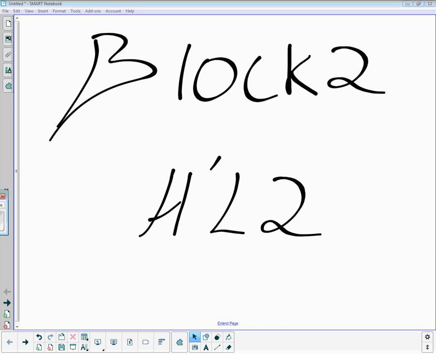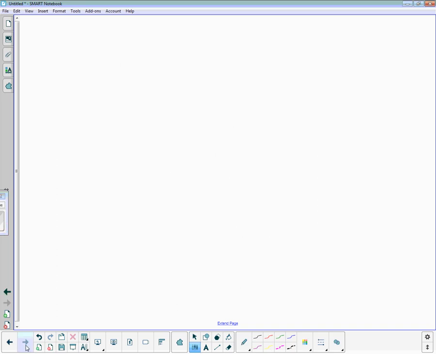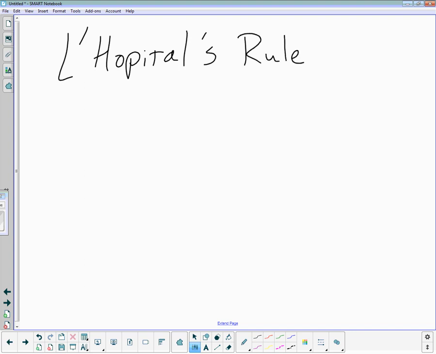All right, so today we're going to be covering L'Hopital's rule. L'Hopital's rule is named after a mathematician by the name of L'Hopital. It is not La Hospital. Try and keep that one a little bit straight.